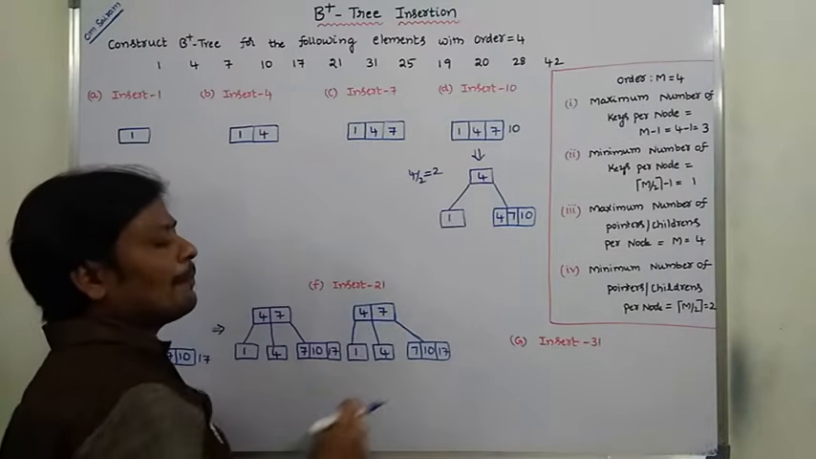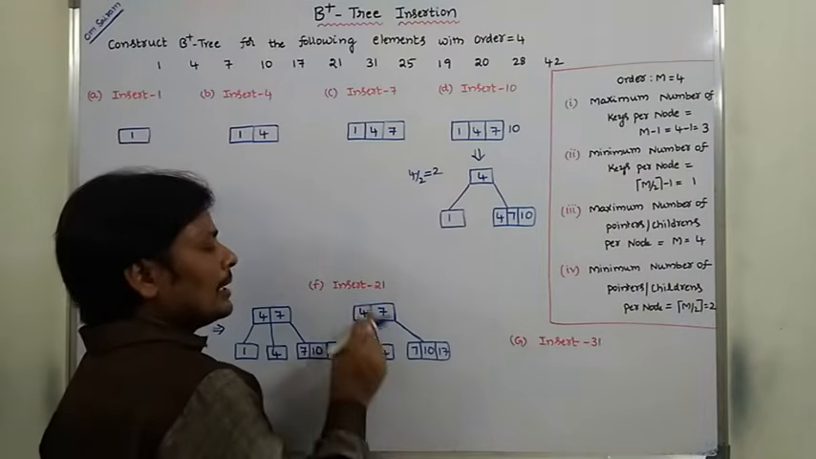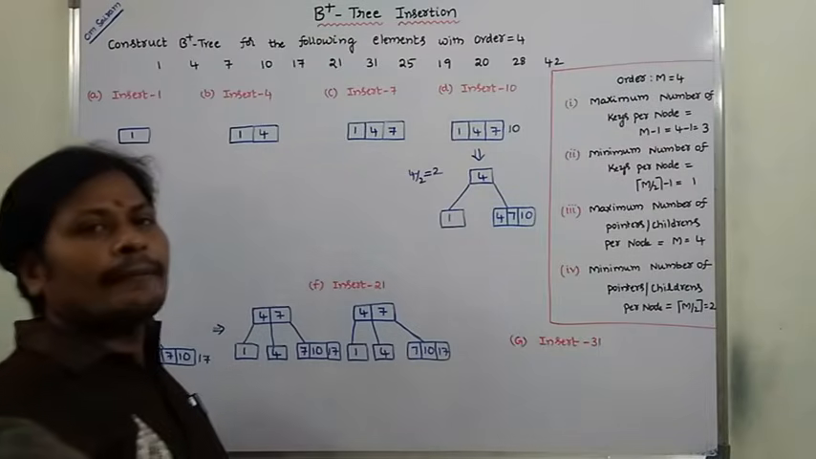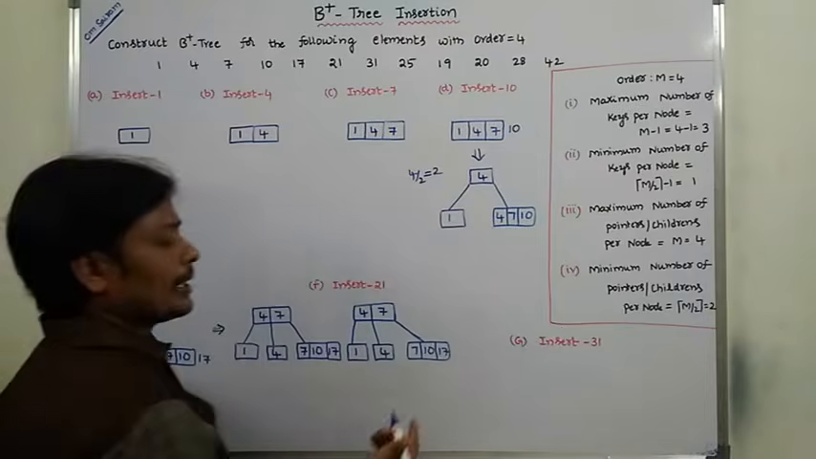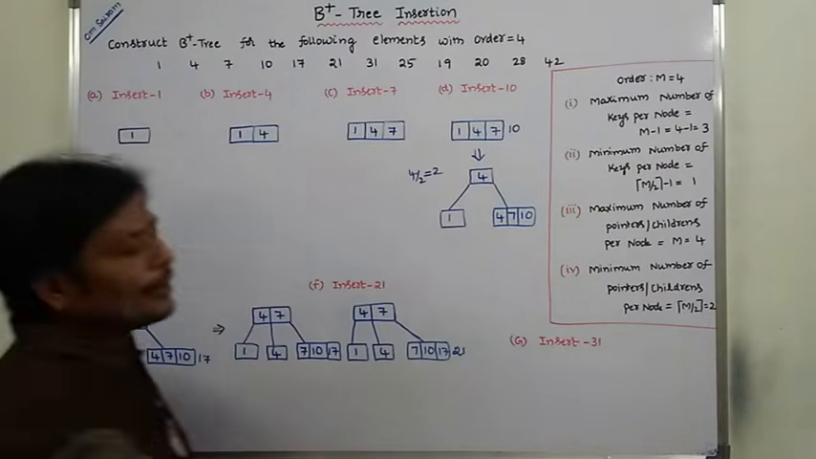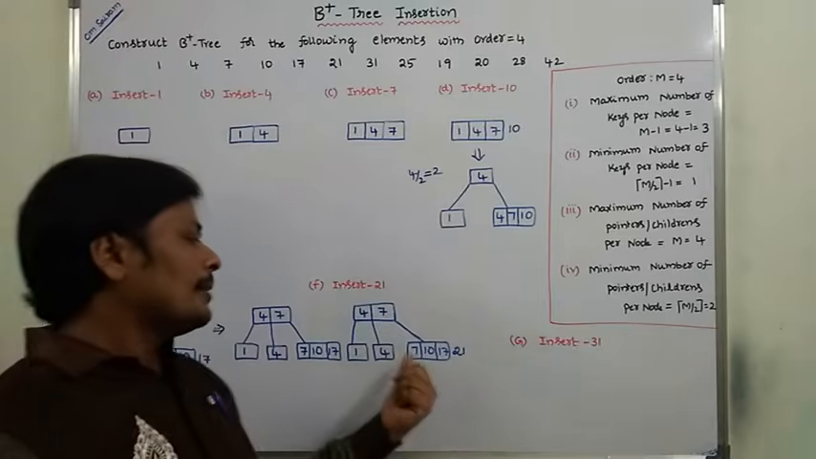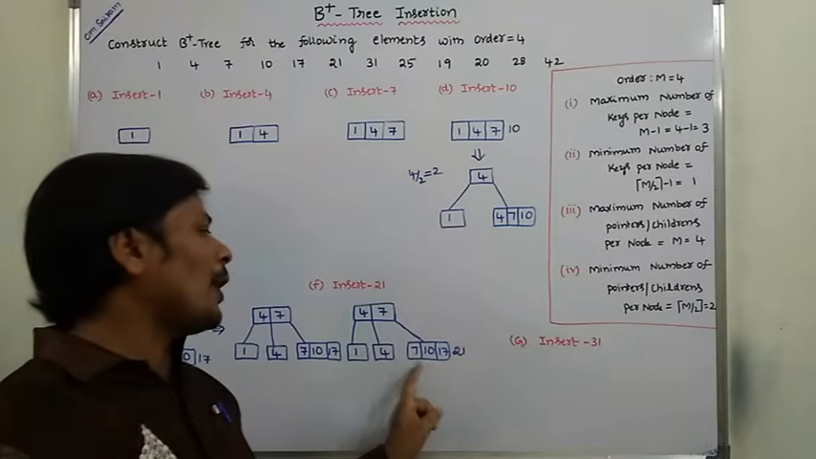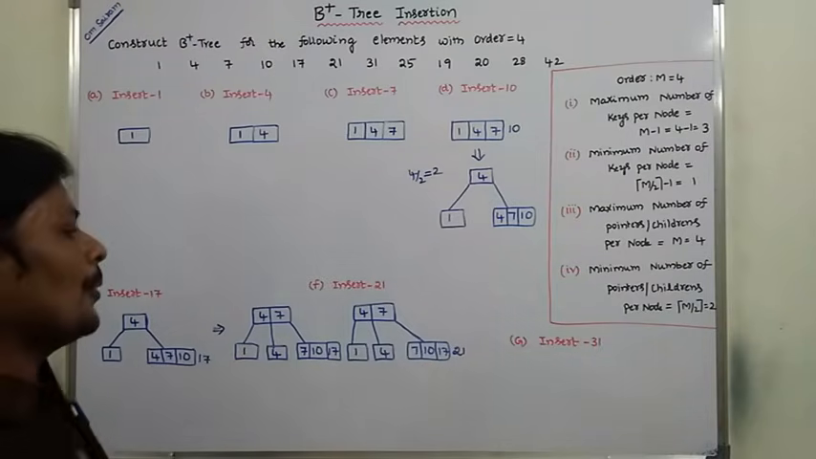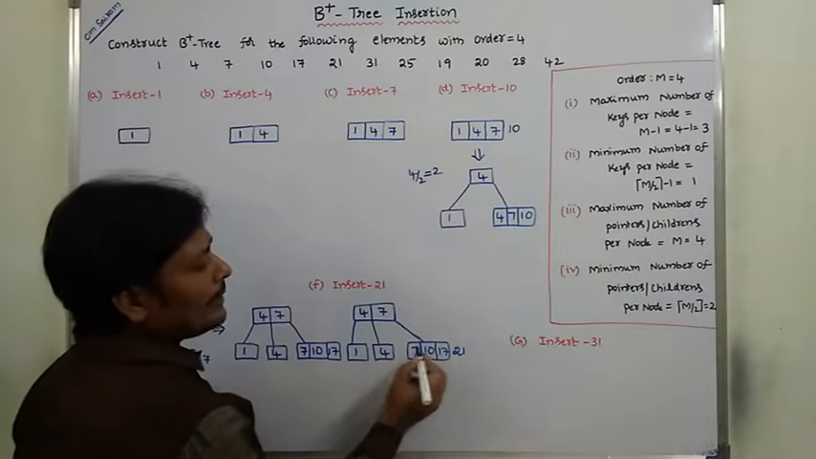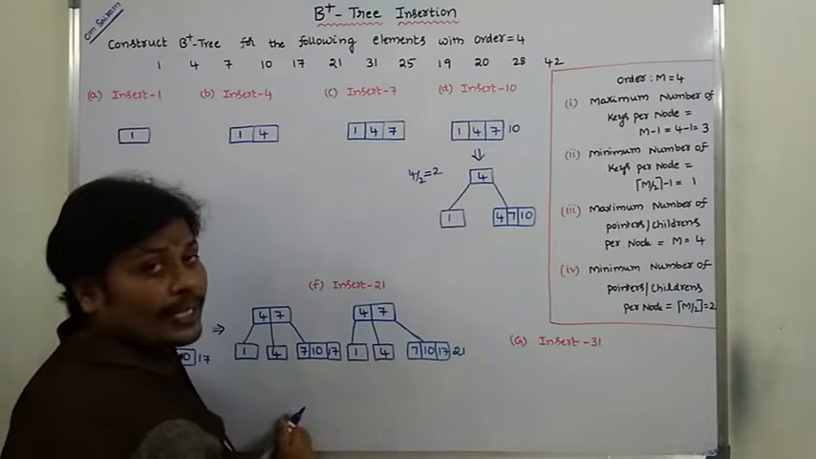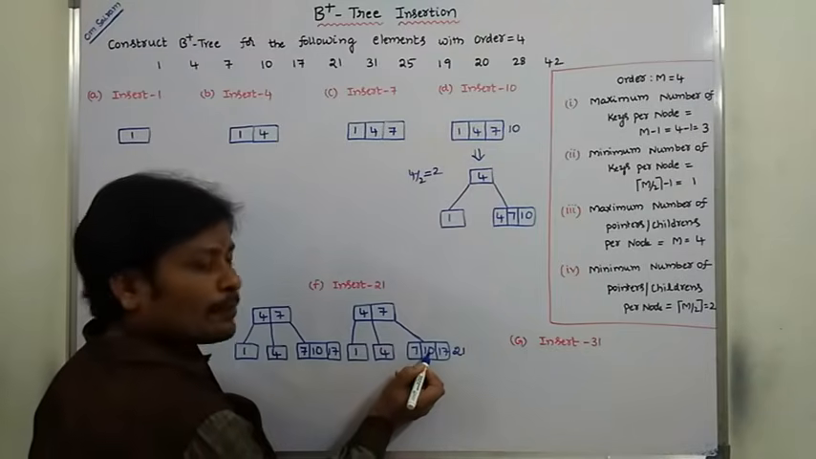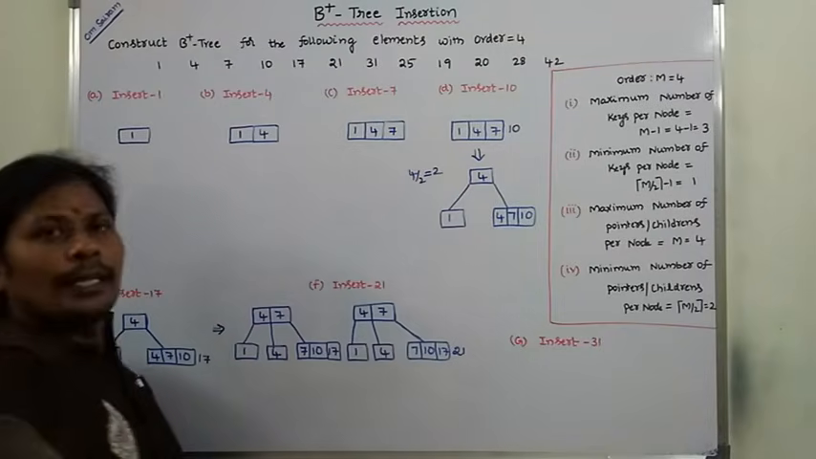First 21 is compared with the 7. It is greater. Next 21 is compared with the 10. It is greater. Next 21 is compared with the 17. It is also greater. So 21 can be inserted to the right of 17, but this node violates property 1. Hence we have to perform the splitting operation. The splitting operation can be performed at the middle node. Here there are 4 elements, so the middle element is 2. So now 10 can be taken as parent and added to the root node.